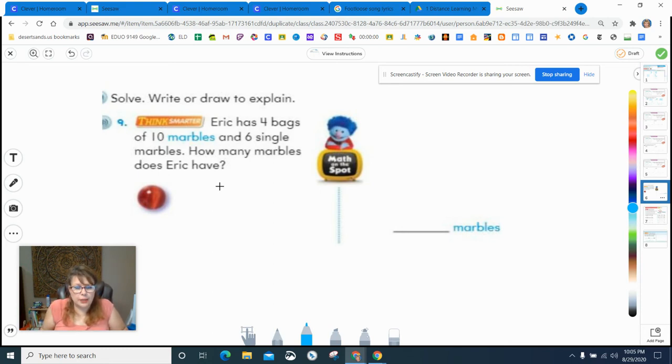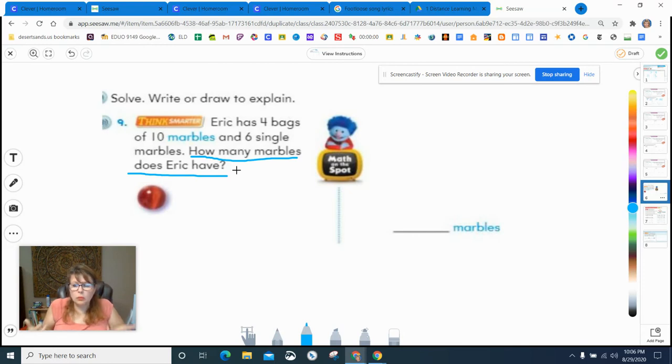So let's read the whole thing. Eric has 4 bags of 10 marbles and 6 single marbles. How many marbles does Eric have? So what do they want me to solve? What is the question, right? How many marbles does Eric have? So I'm going to underline that part because that's important. That's what I need to solve. If I don't solve this, then my answer is not correct.